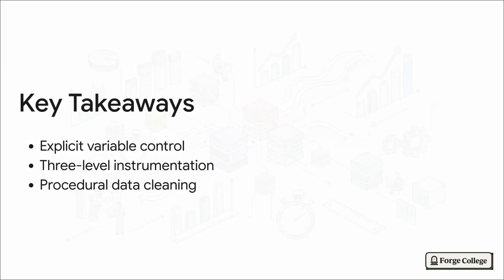Let's quickly summarize the core takeaways from today's blueprint to make sure we've locked in those non-negotiables. First, explicit variable control is the absolute foundation of a defensible comparison. Second, you must use three-level instrumentation to map platform-specific quirks into a universal canonical schema. And third, data cleaning must be completely procedural and highly auditable. If you master these three rules, your benchmarking is going to be bulletproof.